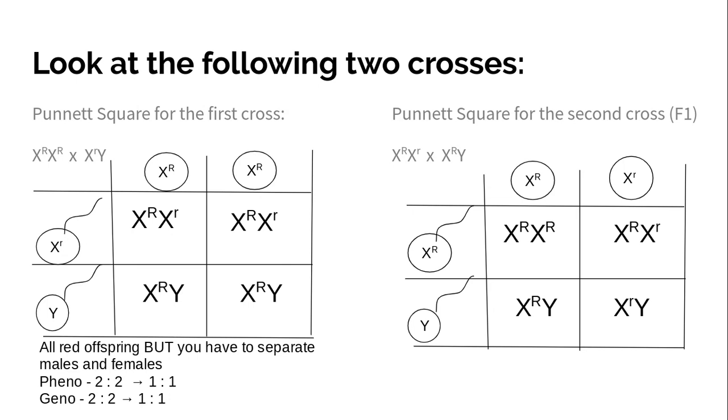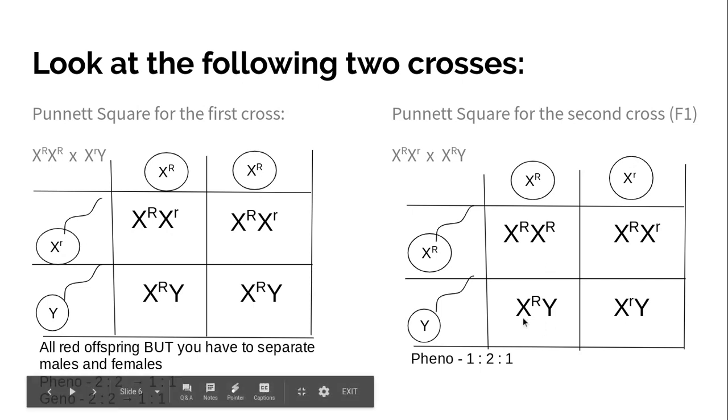All right, now you're going to notice that there is an actual very big difference here. Our phenotype is now 1 to 2 to 1. Okay, so 1 red boy, sorry, I pointed at the wrong one the first time, 1 red male to 2 red females to 1 white male.